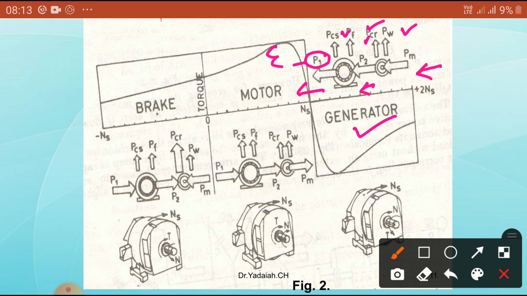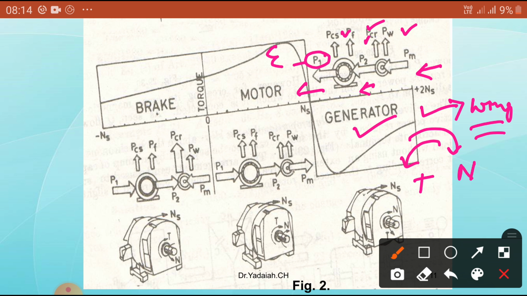What is happening here? The torque is in the anti-clockwise direction and our rotor speed is in the clockwise direction. So this is the induction generator. It can be used in windmills to generate EMF. So this is the motor principle, and this is the generator principle.